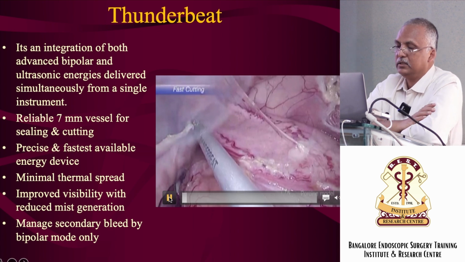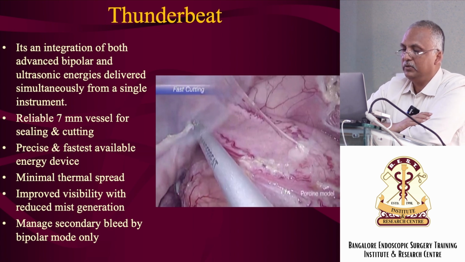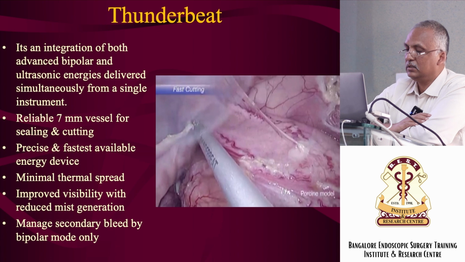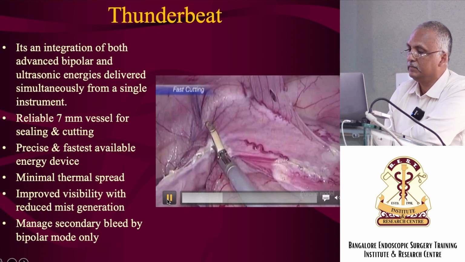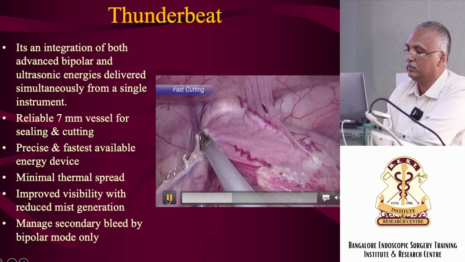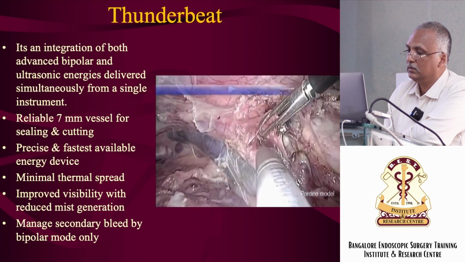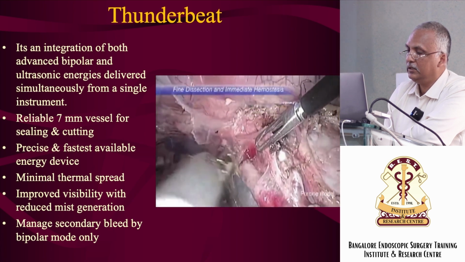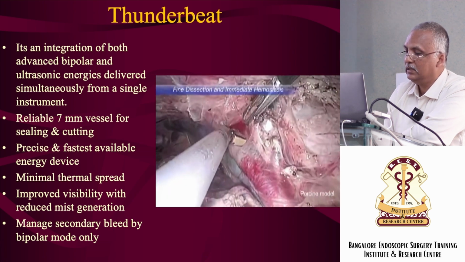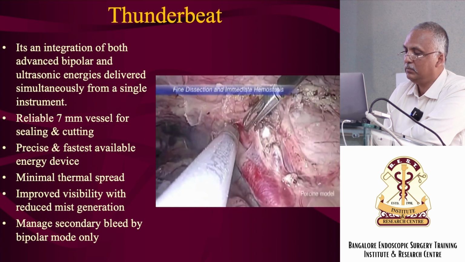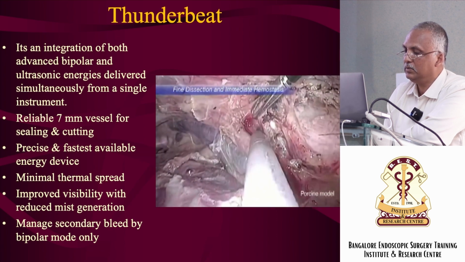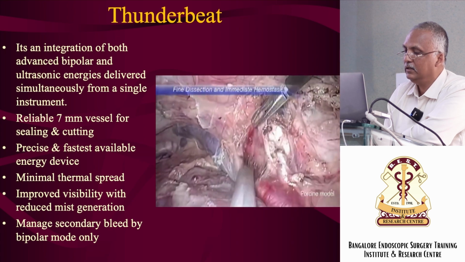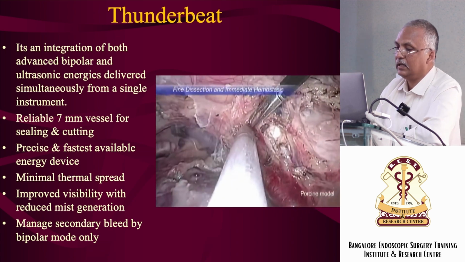It's a very good instrument. I've used it for oncological surgeries and it works very well on big vessels. See here you can see big vessels, that is the aorta behind, and then you are going just above the aorta, that must be the inferior mesenteric artery which is being sealed off and cut.